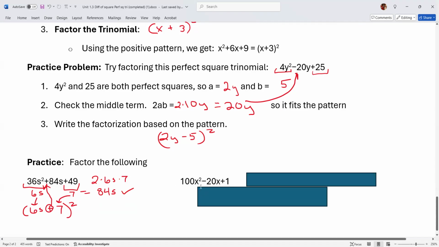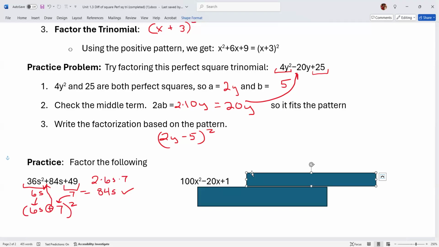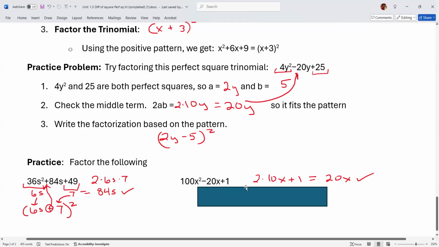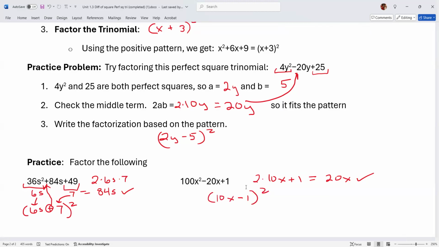Again, here's another one. Perfect square first term. 1 is a perfect square because it's 1 times 1. So does it meet the requirements to be a perfect square trinomial? So multiply out the square roots. 10x is the square root of the first term. 1 is the square root of the second term. So 10x times 1 is 10x. Then you always multiply those by 2. And what do you get? You get 20x. That is the middle term. So now you can very quickly write the factorization.